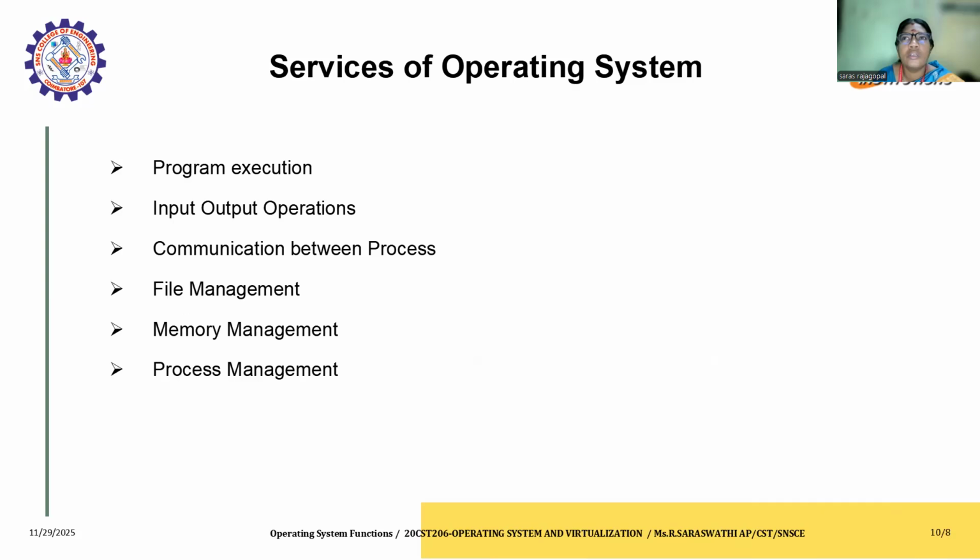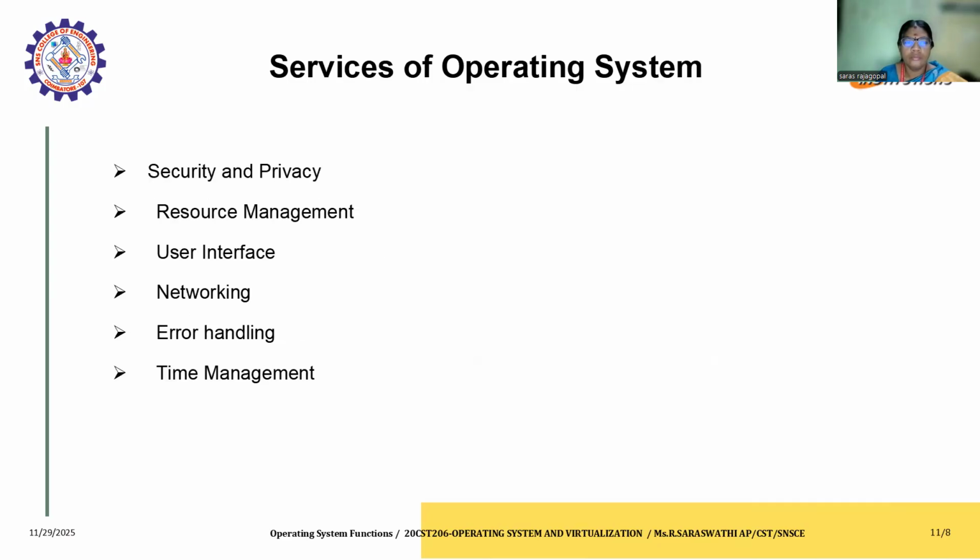According to the different types of OS functions, some services will be executed for those functions. First is program execution. Second is I/O operations. Third is communication between processes. Fourth is file management. Next are memory management, process management, security, resource management, user interface, networking, error handling, and time management.